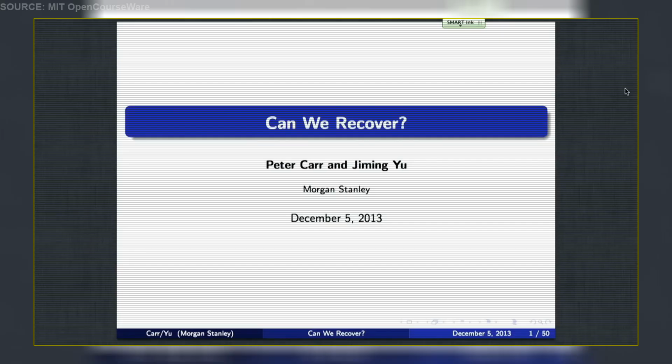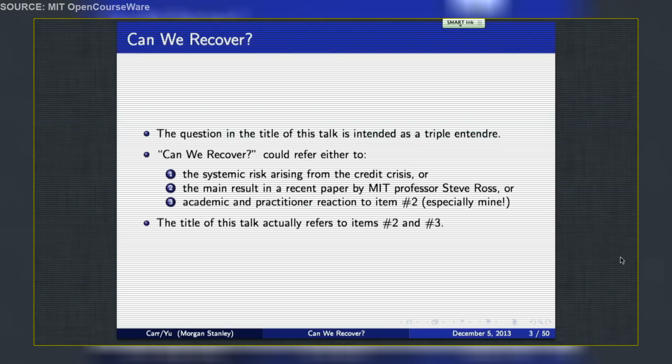Market modeling team at Morgan Stanley. It's a group of about 70 PhDs mostly spread around the world. There's about 30 of us in New York, some in London, quite a few in Budapest, and a few in Beijing. The title of this talk is Can We Recover?